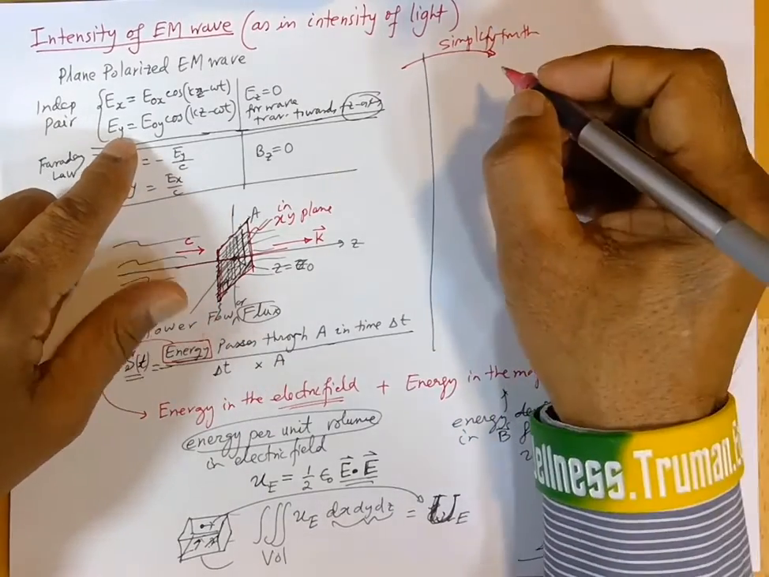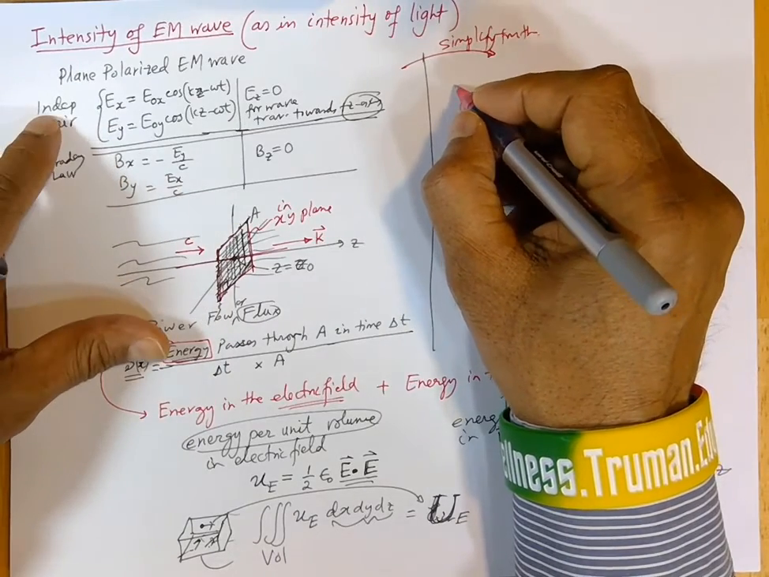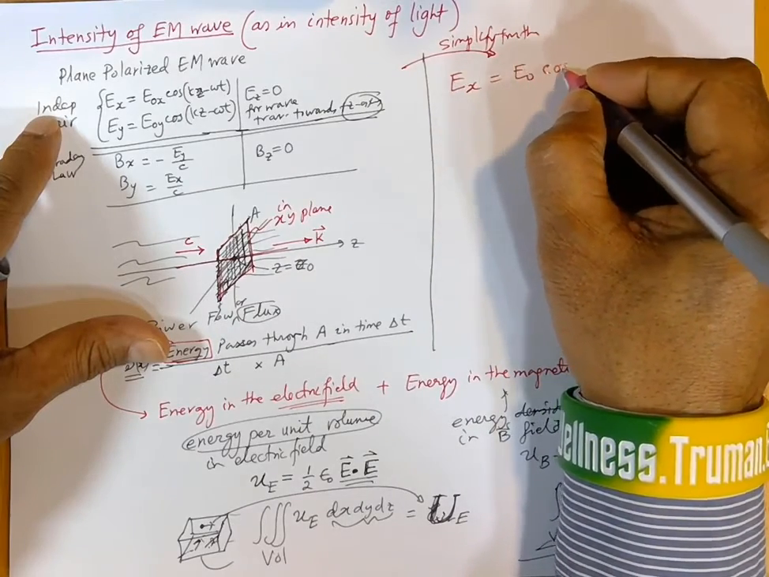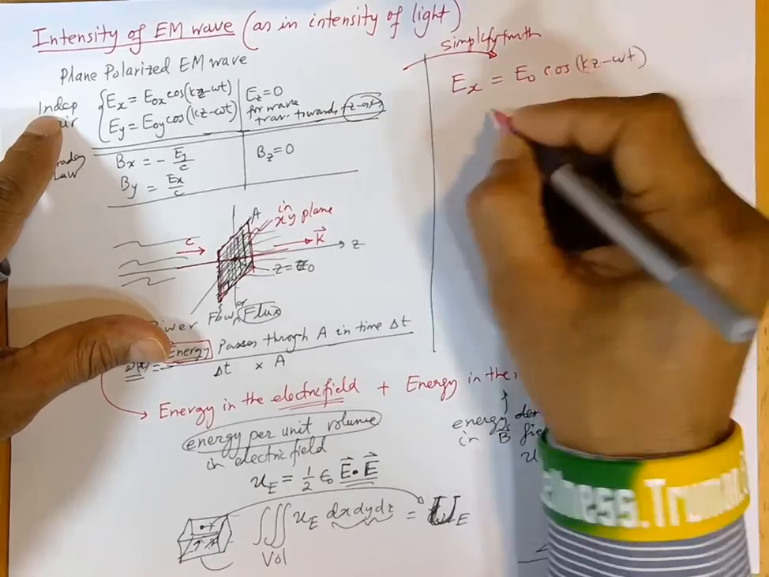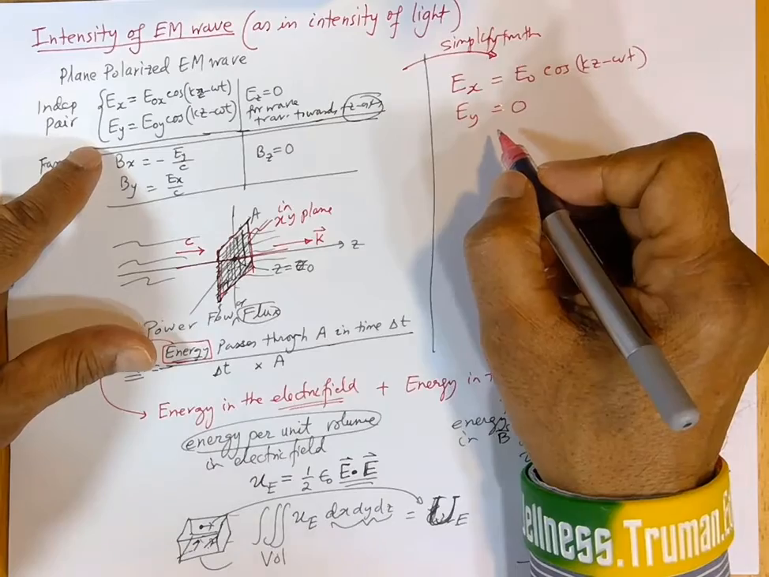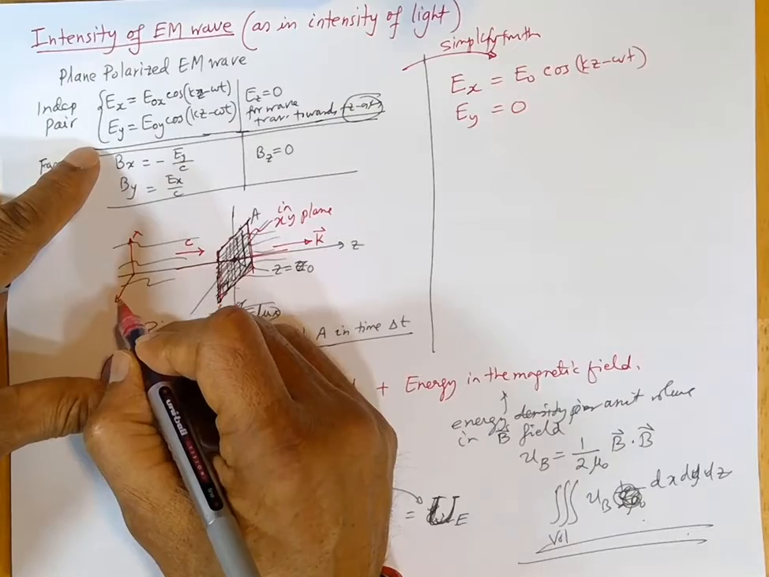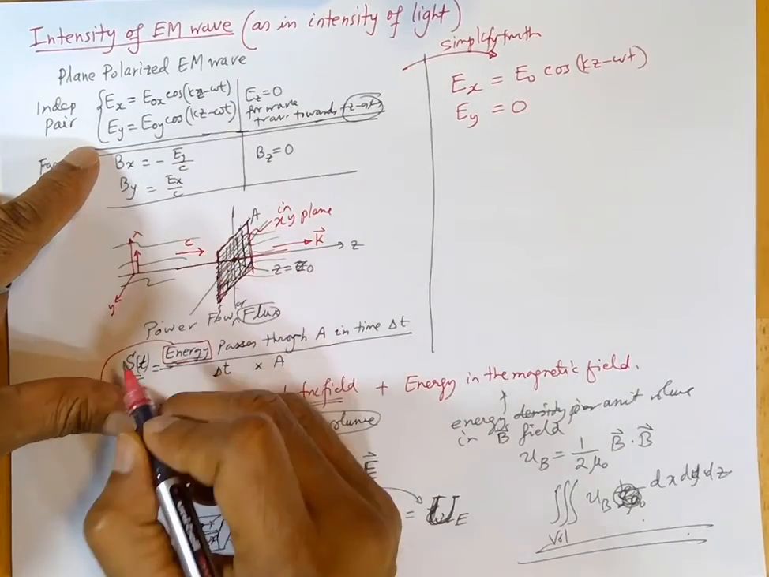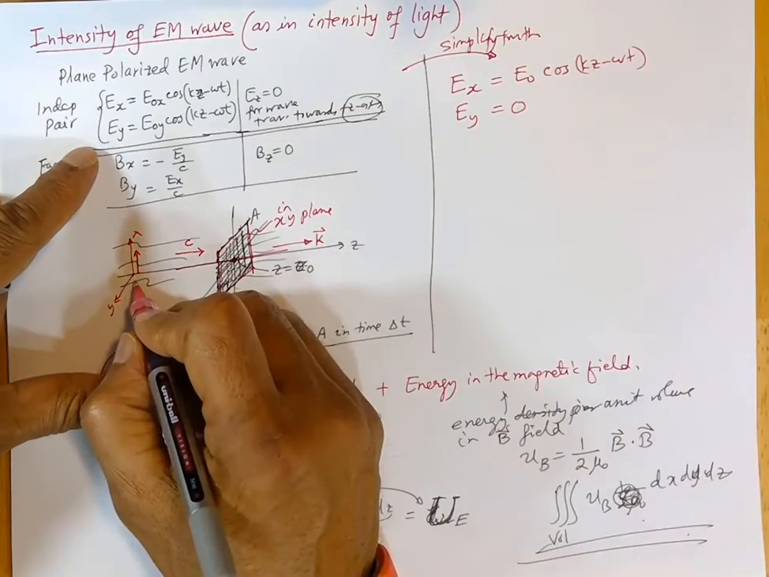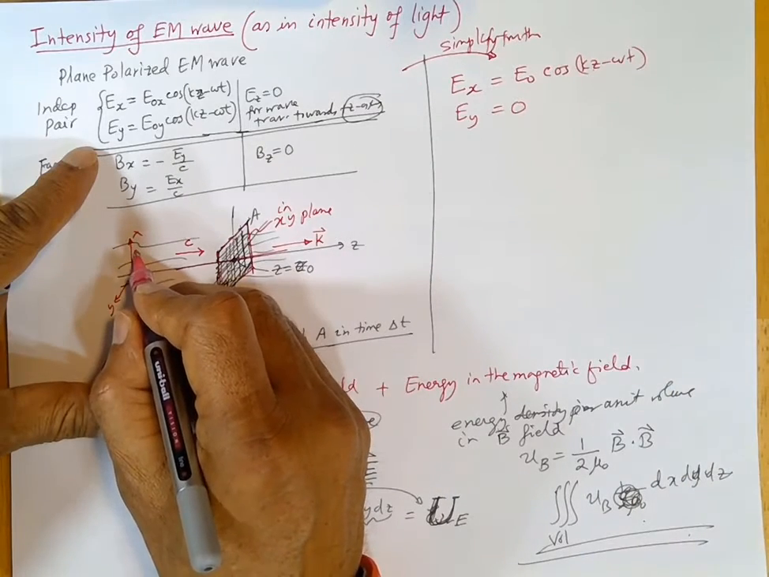So I will take EY equal to 0. That will mean BX is 0. So I'll take EX equals E0 cosine(kz minus omega t), and EY equal to 0. If this is Z, this is the x-axis and this is the y-axis, I'm taking the electric field pointed that way at some point. So if you take Z equal to 0 here, and look at t equal to 0, the electric field points that way.